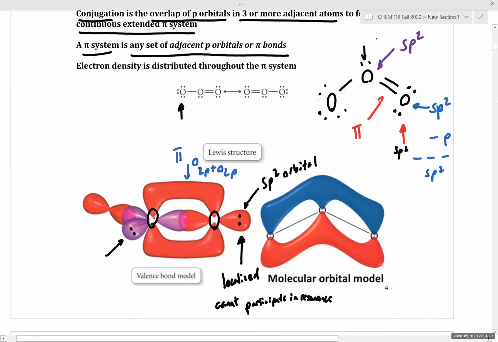Keep in mind that this oxygen, as it's sp2 hybridized, has 3 sp2 orbitals and 1 p orbital. And we already used this p orbital to form our pi bond. So that p orbital went to form our pi bond. So then, where is this lone pair located? In an sp2 orbital. Exactly right. So this lone pair is also in an sp2 orbital, so we call it a localized lone pair.